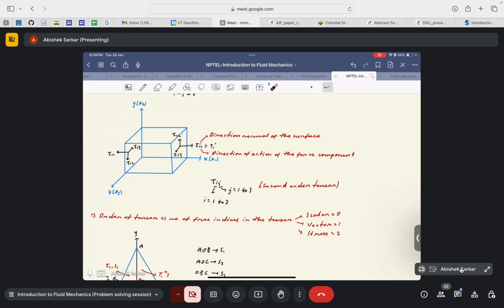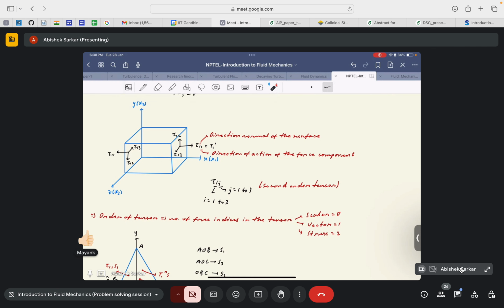Similarly, in the z direction the surface remains the same, so the normal to the surface will remain the same. So again the first index is the same, that is 1, but the second index would become 3 because it's along the z direction. Okay, is this sign convention clear, or how the components of stress are decomposed for a particular face of the surface?